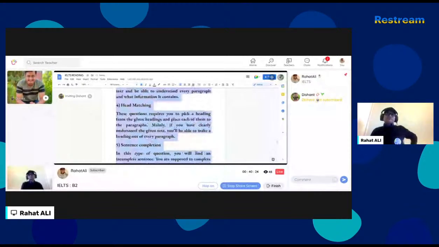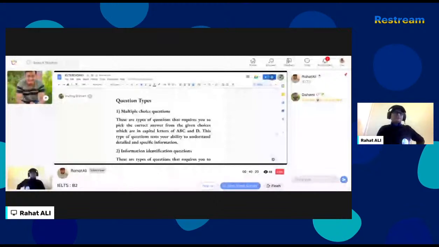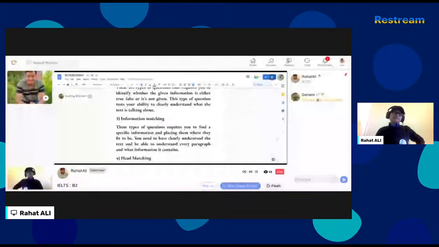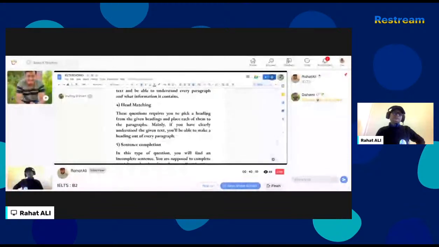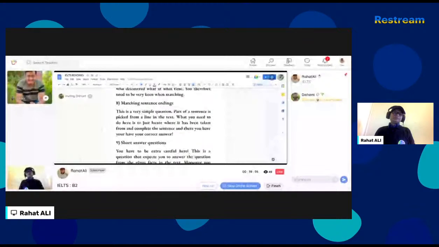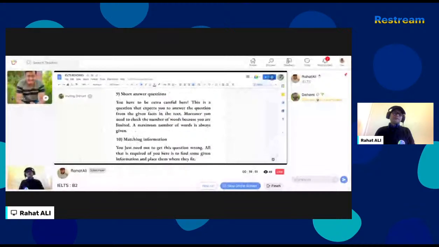Okay, so these are other question types as well. We have explained multiple choice, information identification, information matching, headline matching, or heading matching, sentence completion, summary completion, matching, matching sentence endings, short answer, matching information.